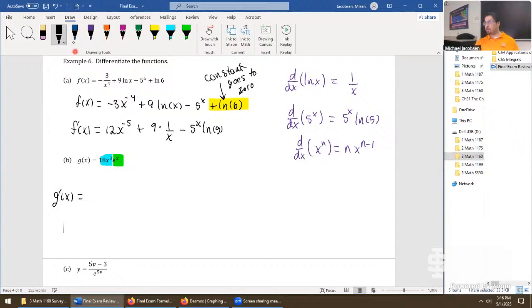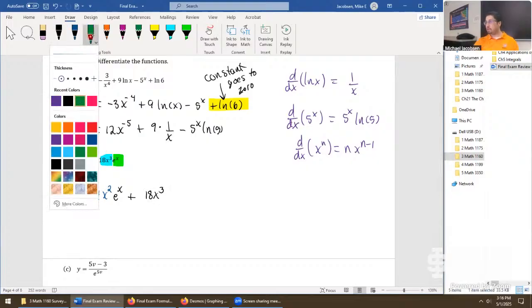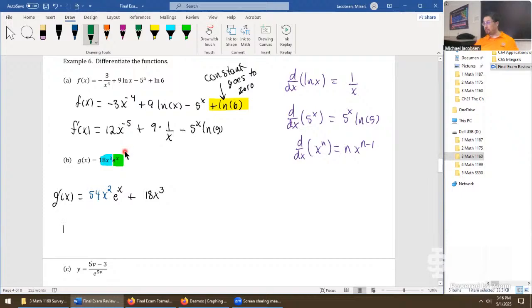G prime of x on this problem is going to be first the derivative of this part right here. When we differentiate that, we're going to get, let's see, 30, 24. So it looks like 54 x squared. Then we copy in e to the x. Then go plus, copy in 18x cubed. Differentiate the e to the x through the power rule, and it becomes just itself, e to the x. Then at this stage it's done.